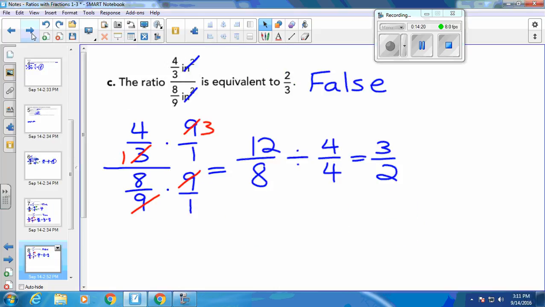For C, I got false this time. Even though the numbers are similar, they're in the incorrect order to be a ratio. I canceled out my units. I am multiplying by the LCM of 9. I think this is the first time that this has happened where the LCM is also one of the denominators, and that's perfectly okay to use the least common multiple. Go through, divide it out, I get 3/2, which is not true.